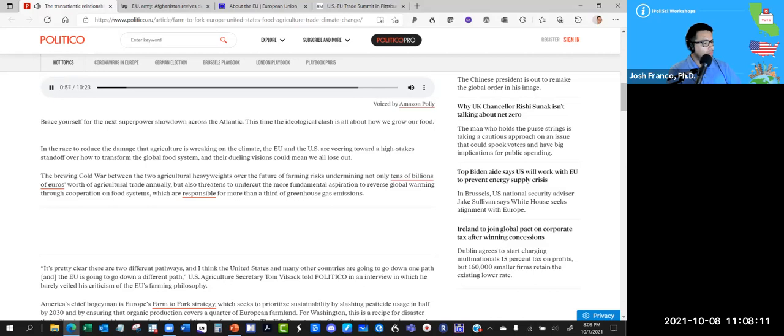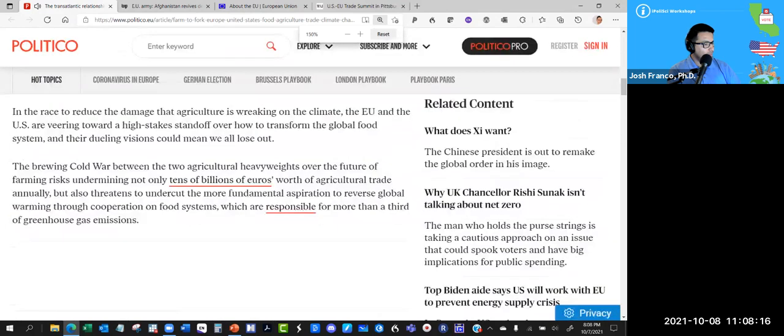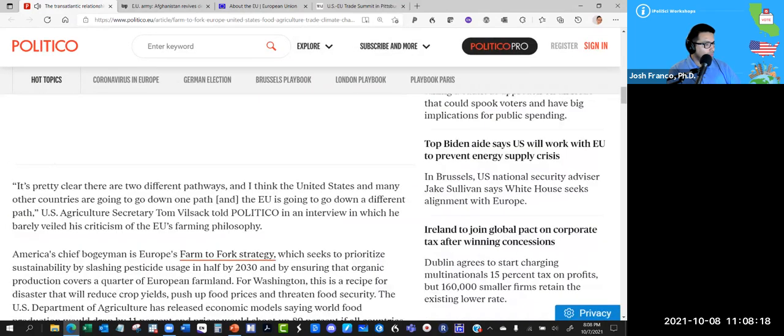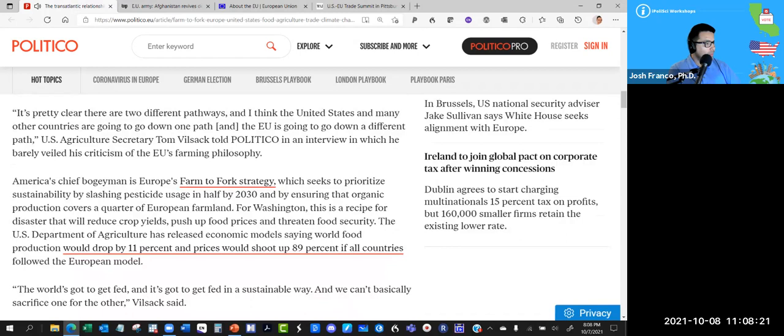It's pretty clear there are 2 different pathways, and I think the United States and many other countries are going to go down one path, and the EU is going to go down a different path. U.S. Agriculture Secretary Tom Vilsack told Politico in an interview in which he barely veiled his criticism of the EU's farming philosophy. America's chief bogeyman is Europe's farm-to-fork strategy, which seeks to prioritize sustainability by slashing pesticide usage in half by 2030 and by ensuring that organic production covers a quarter of European farmland.